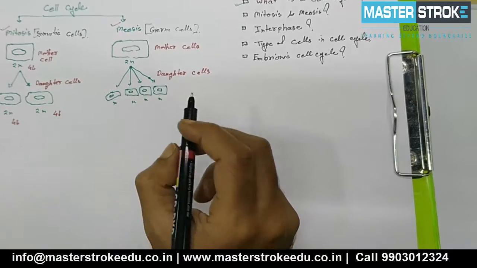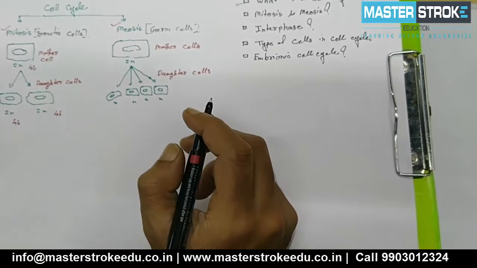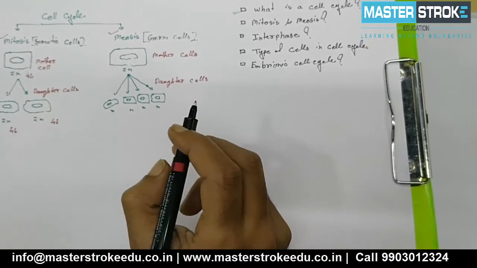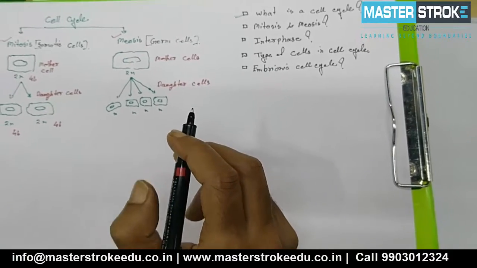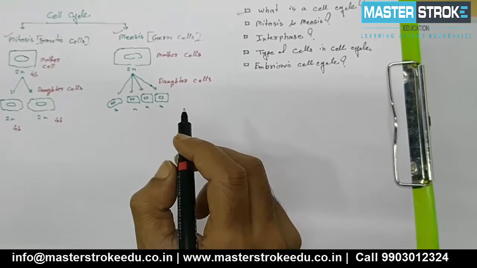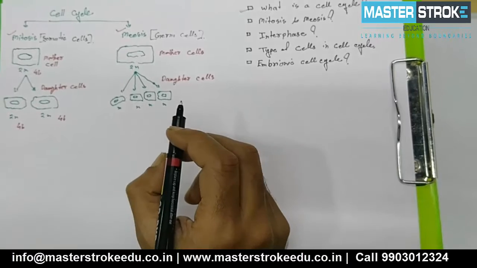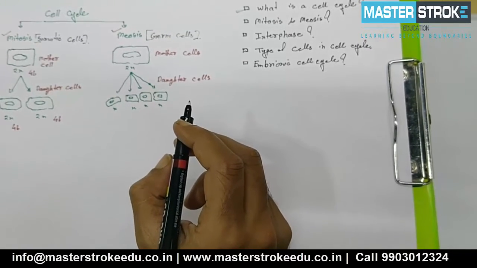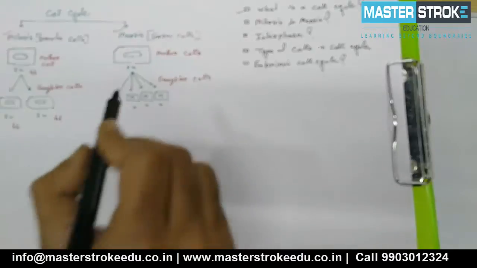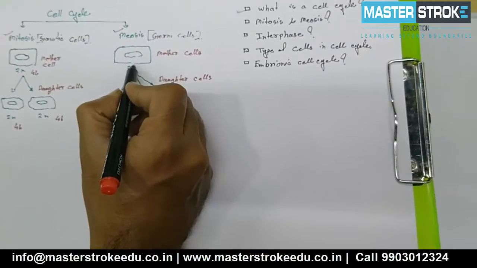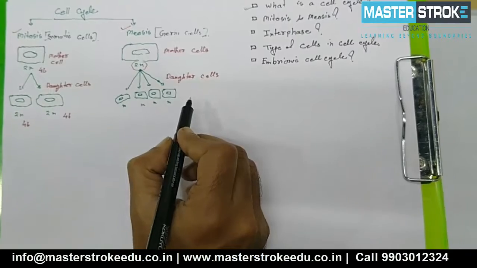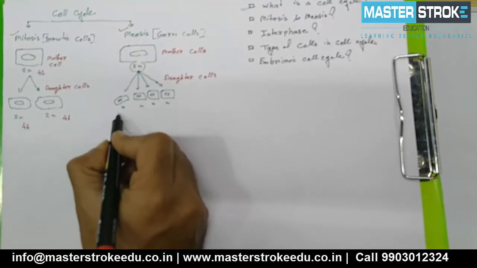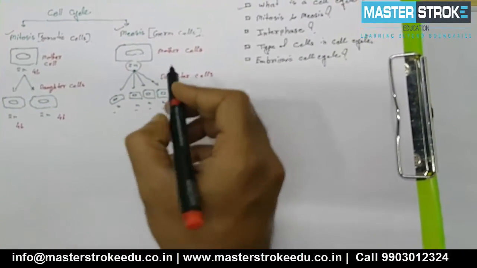On the other hand, meiosis is also a cell cycle where the mother cell divides, but here it divides into 4 different daughter cells, each having half of the genetic material from the mother cell. So here we can see that the mother cell has 2n number of chromosomes, while the daughter cells have the single n number, or haploid number, of chromosomes.